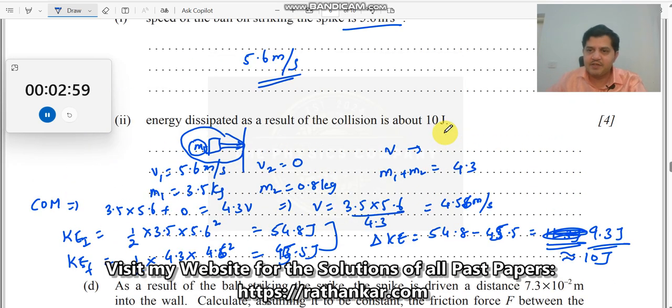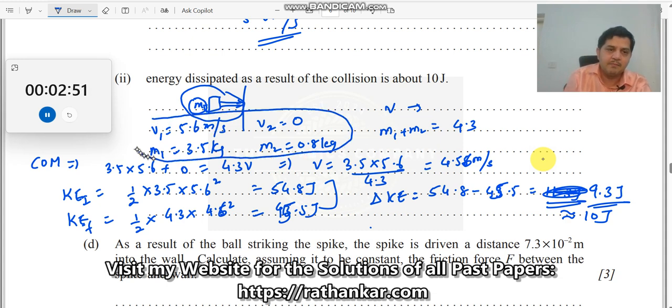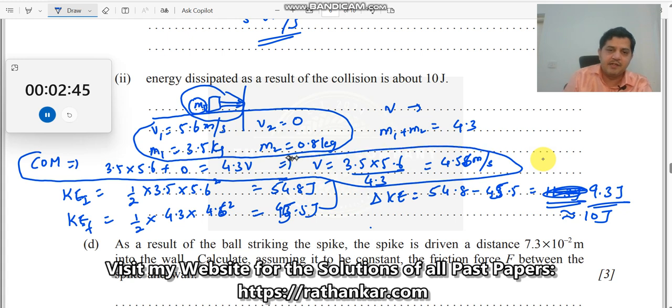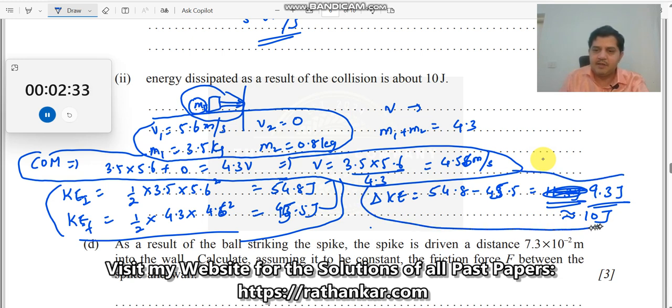So how many marks does it fetch? It gives you 4 marks. What do you need to write? First, you need to elucidate the basic parameters. This will fetch you 1 mark. Then conservation of momentum and getting the value of V will fetch you the second mark. The third mark is for finding the initial kinetic energy and final kinetic energy. And the last one, getting the value nearly equal to this, will give you the fourth mark.